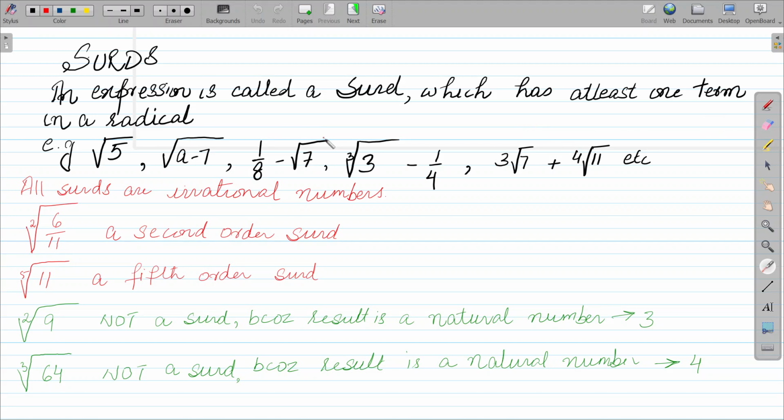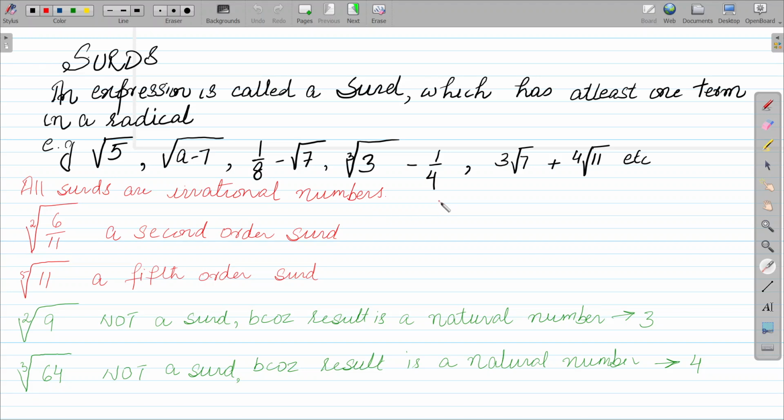We can have more than one term also, like this, which is also a surd: 3 into square root of 7 plus 4 into square root of 11 is also a surd. Square root of 5 is also a surd. Square root of a minus 7 is also a surd, and again this term 1 upon 8 minus square root of 7 is a surd. Then again, cube root of 3 is also a surd. So this whole cube root of 3 minus 1 upon 4 is a surd.